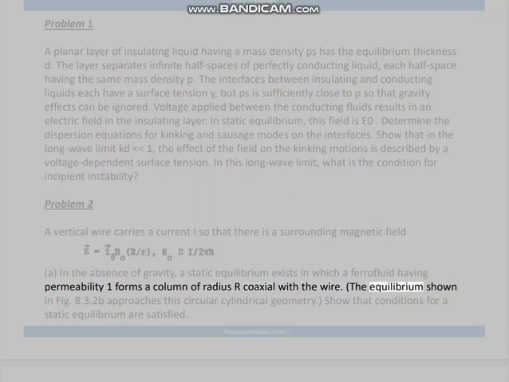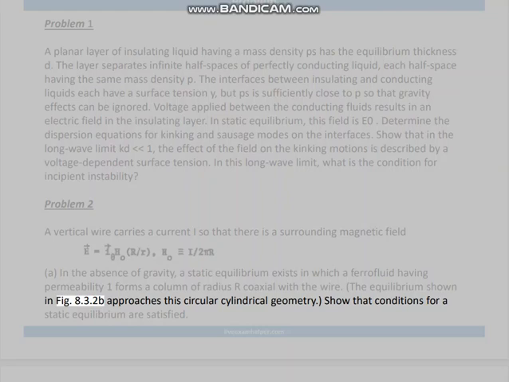The equilibrium shown in Figure 8.3.2b approaches this circular cylindrical geometry. Show that conditions for a static equilibrium are satisfied.